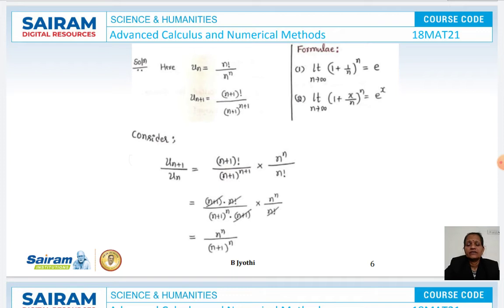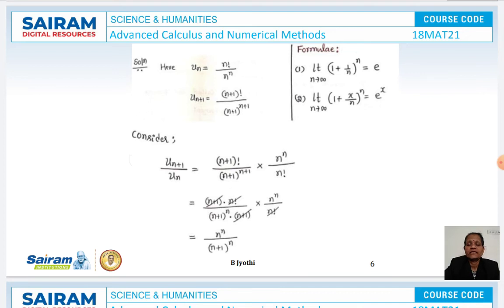So let us consider un plus 1 divided by un, that gives us n plus 1 factorial by n plus 1 to the power of n plus 1 into n to the power of n divided by n factorial. n plus 1 factorial can be written as n plus 1 into n factorial, and n plus 1 to the power of n plus 1 can be written as n plus 1 to the power of n into n plus 1. Cancelling n plus 1 and n factorial, we get n power n divided by n plus 1 whole power n.